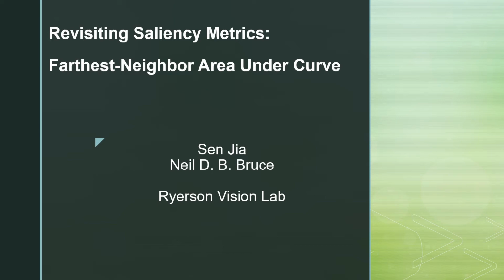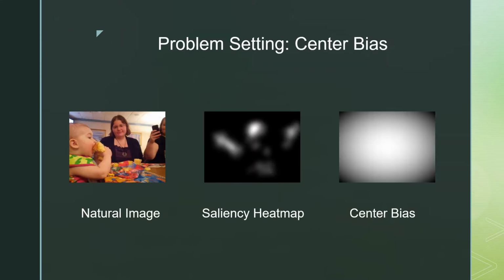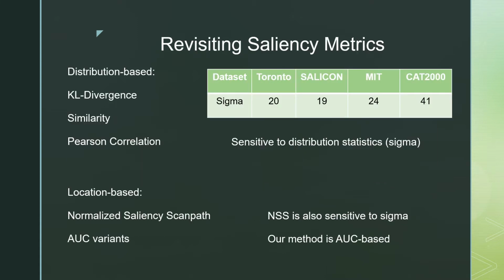I'm going to present our work revisiting saliency metrics: Farthest-Neighbor AUC. In our paper, we proposed a new saliency metric for the problem of center bias. Photographers tend to place the most salient object or person at the center of an image. So blindly placing a Gaussian distribution at the center may outperform some well-designed saliency systems. Our metric aims at penalizing this center bias.